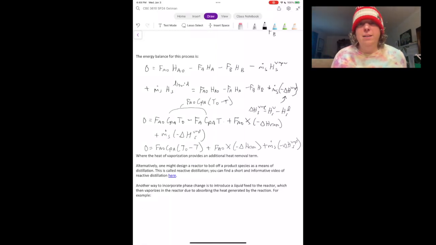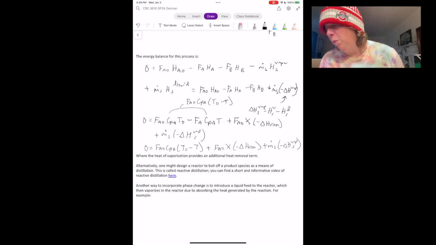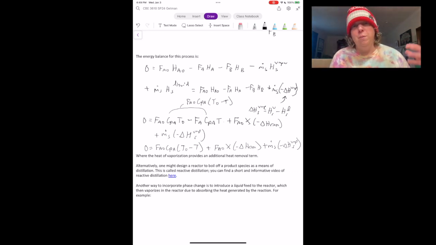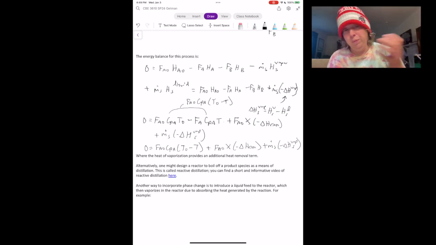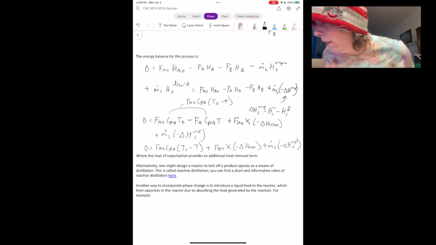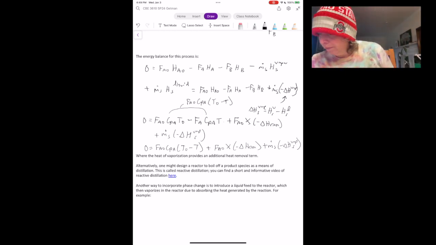Okay, so what we've done here is the heat of vaporization, this third term over here. This provides an additional means of heat removal. So we're essentially boiling off that solvent, condensing it elsewhere, and bringing it back in. We're taking out vaporized solvent and bringing back in condensed solvent, so we're decreasing the amount of enthalpy in that reactor.